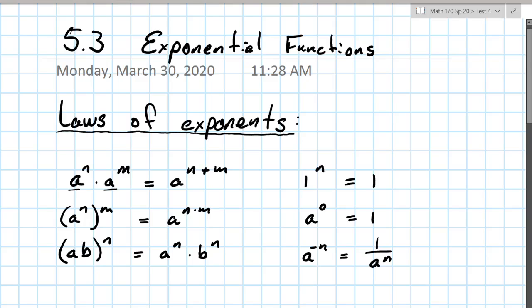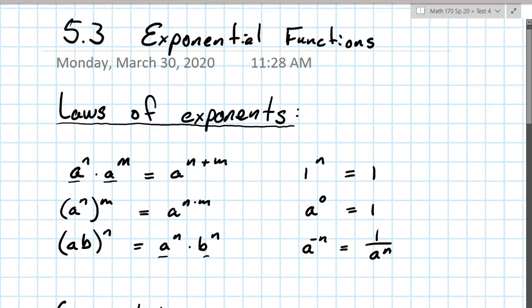If you have a to the n and you raise that to the m, you multiply the powers. If you have a times b raised to the n power, both a and b are raised to the n power. If we have 1 raised to an n power, then we still have 1. If we have a raised to the 0 power, we have 1. And a to the negative n power is the reciprocal of a to the n power. That negative brings us down into the denominator. And of course, if we put a negative power in the denominator, we can bring it back to the numerator.